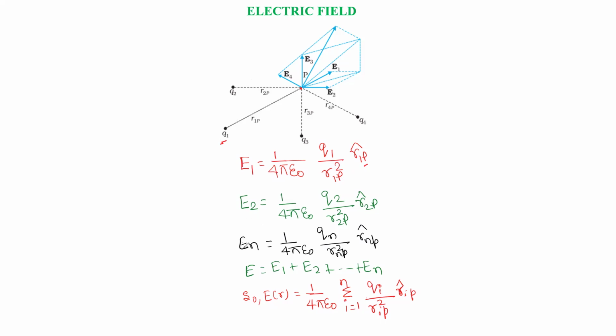So successively, En also will be written as 1 by 4 pi epsilon naught Qn by Rnp square into Rnp cap. This is the unit vector. So the total sum of this electric field is the sum of individual electric fields at the point P. So that is, we can utilize summation here. So 1 by 4 pi epsilon naught summation i equal to 1 to n, and this Qi by Rip square into Rip cap. That is the unit vector.